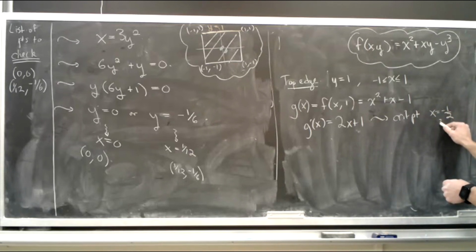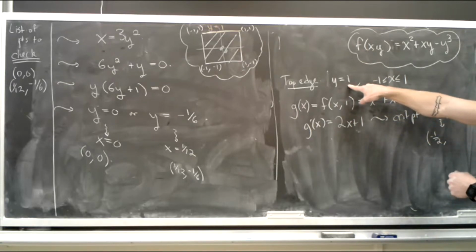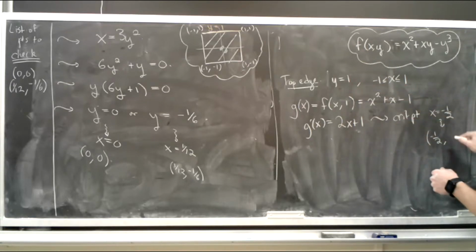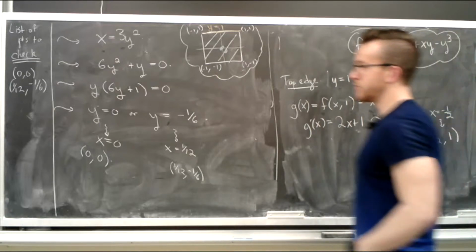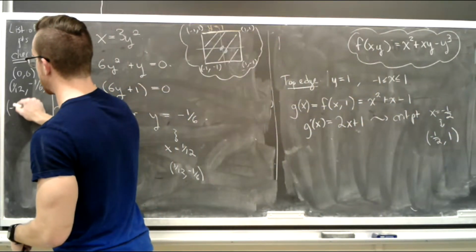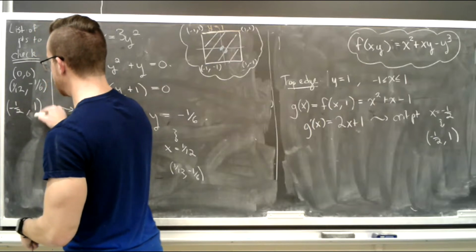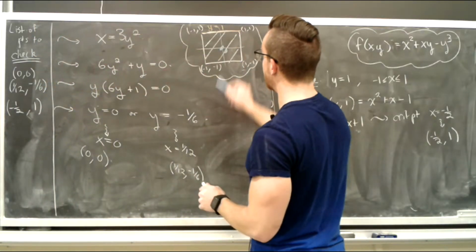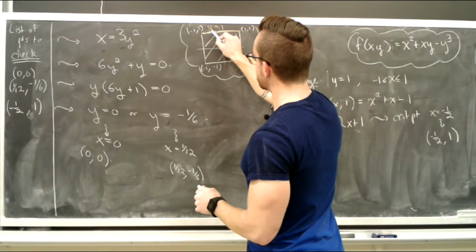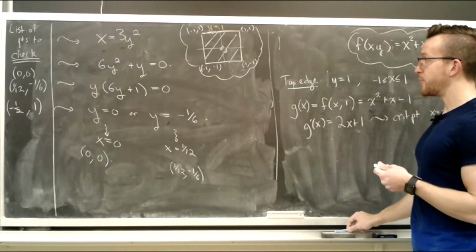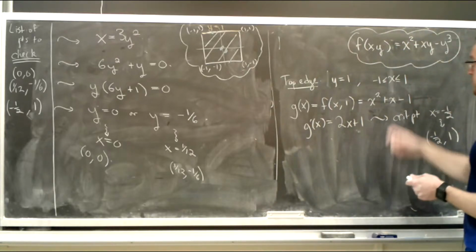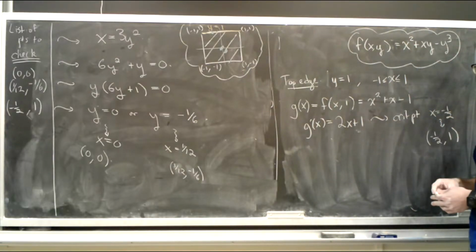This generates the point -1/2, 1. And that's a point that I care about. So I'll add that to the list over here. I'll draw it on the picture. -1/2, 1 is right there. That's the only critical point on the top edge, but then, like I mentioned, we've got endpoints to check.